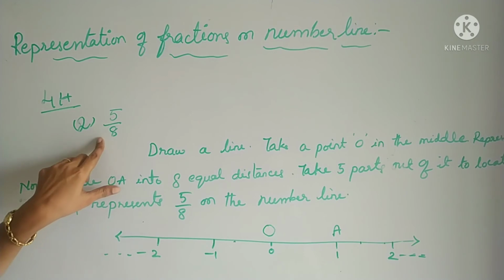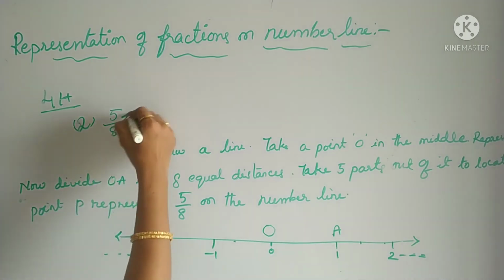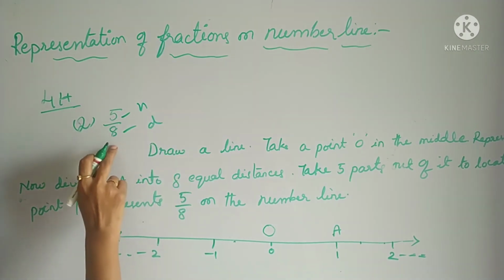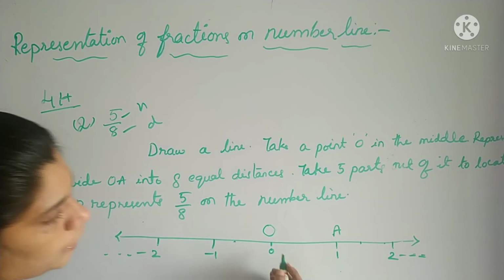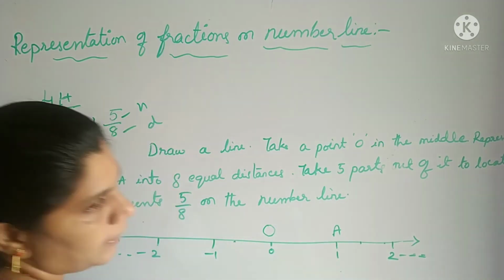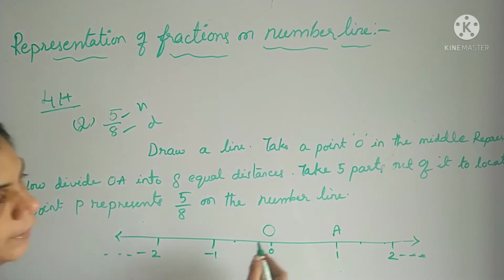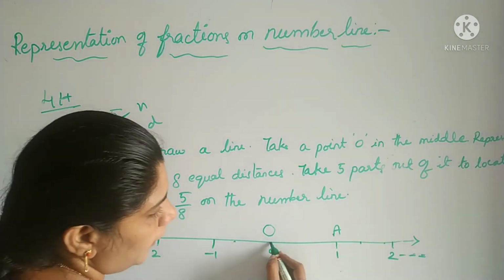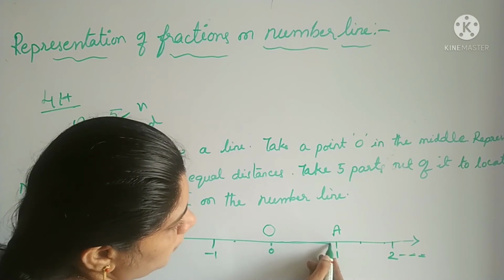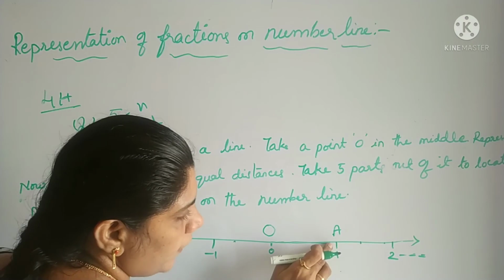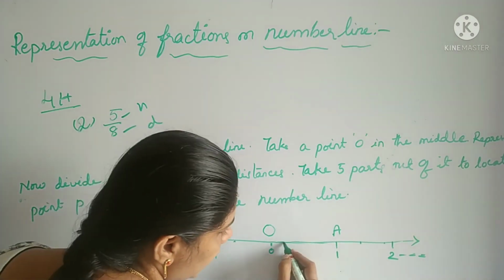Now what you have to do? Look at the given fraction. This is the numerator and this is the denominator. What is the denominator here? 8. So now divide the OA line, the 0 1 line, into 8 equal parts. The number you have in the denominator is 8, so you have to divide this OA line into 8 equal parts.